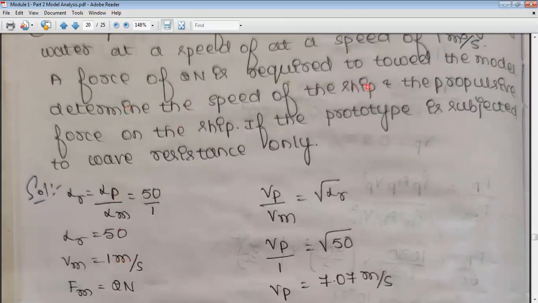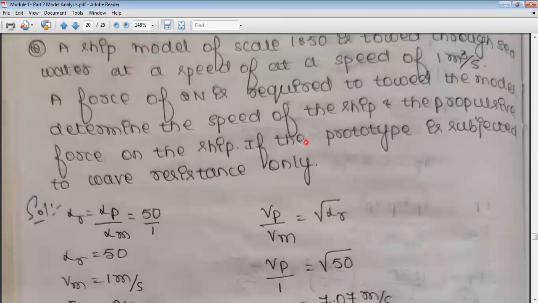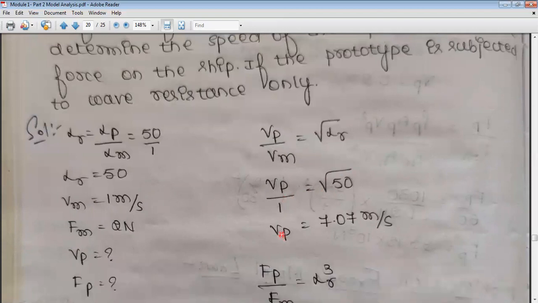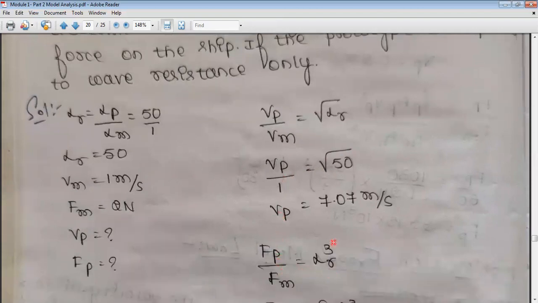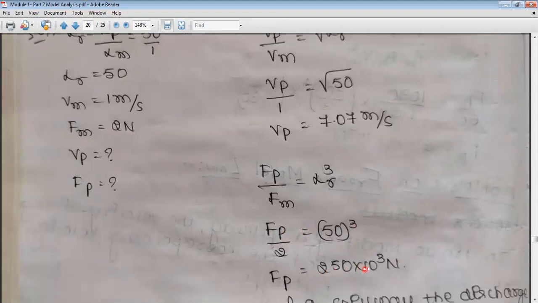Determine the speed of the ship, the velocity of the prototype, and then the propulsive force on the ship, that is the force of the prototype. A force of 2 Newton is required to tow that model, means Fm is equal to 2 Newton. So first we use the scale ratio for velocity. Vp by Vm is equal to root of LR. Vp is equal to root 50. Then Fp by Fm is equal to LR cube. Therefore, Fp divided by 2 is equal to 50 cube. You will get the value of Fp.